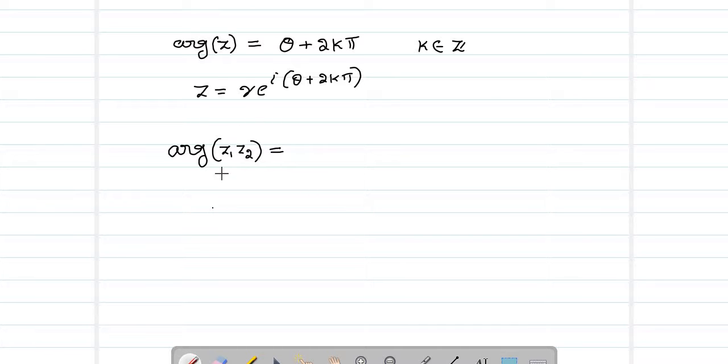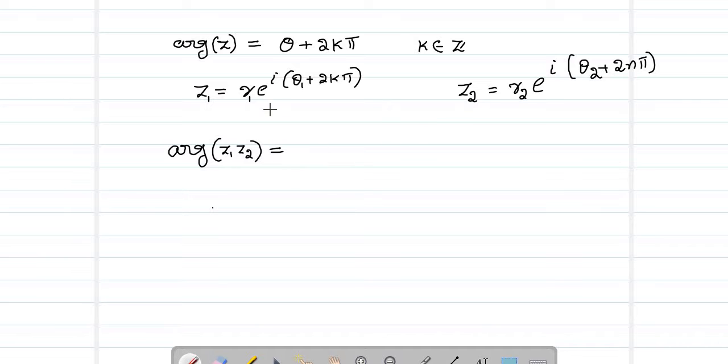So we can start with z1 and z2. Then we can think about the argument of z1 times z2. Let's say I am taking z1 as r1 into e power i theta 1 plus 2k pi, whereas z2 is going to be r2 into e power i theta 2 plus 2n pi. 2k pi is also fine. So where n belongs to integers.